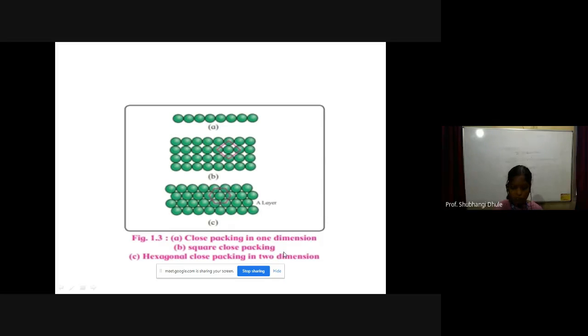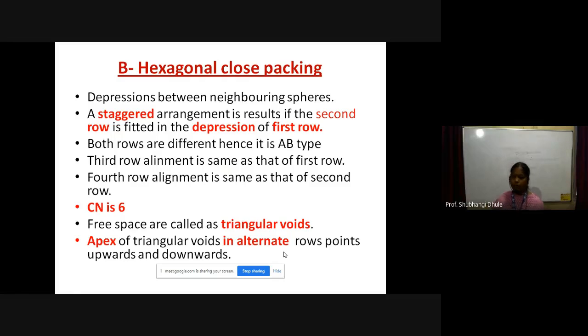So this is the description. Whatever I explained for this packing is what you have to write in terms of the description. Here I have written the description, which is the same as what I explained: the staggered arrangement results if the second row is fitted in the depression of the first row. We have used this word staggered, like staggered and eclipsed conformations for alkanes in organic molecules.